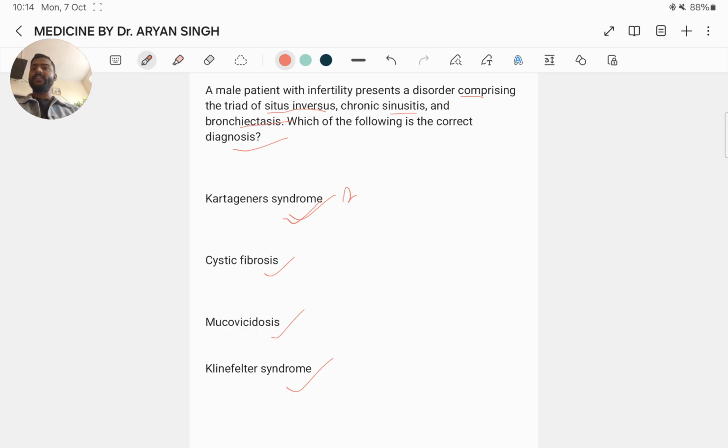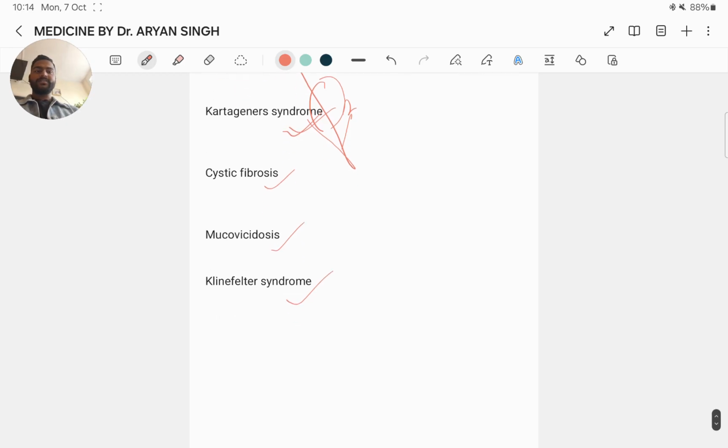What is the clinical triad in Kartagener syndrome? Situs inversus, chronic sinusitis, and bronchiectasis. This is the important point. Other features include infertility in males and subfertility in females, and telecanthus. These other features are also included in Kartagener syndrome.